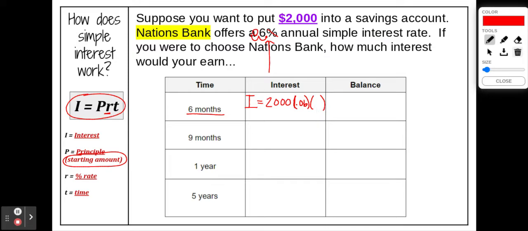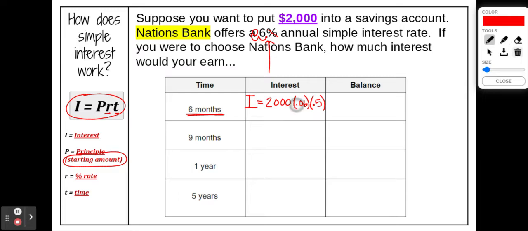Okay, so time has to be in years. And this says right here, 6 months. So what fraction of a year is 6 months? We know there's 12 months in a year, so this would be half of a year. So I could just multiply it by 0.5 or the fraction 1/2. 0.5 is a little bit easier to type in the calculator. Now go ahead and type in 2,000 times 0.06 times 0.5.